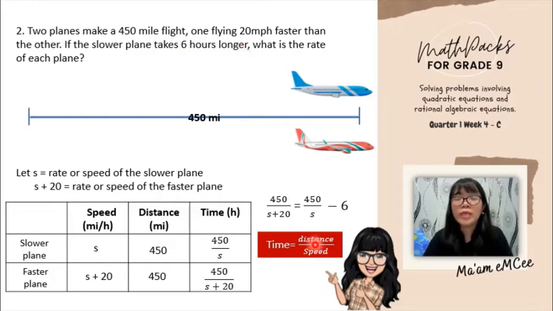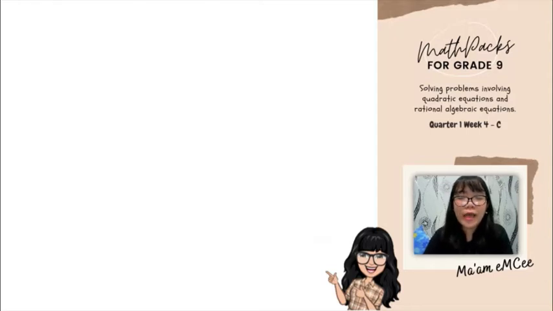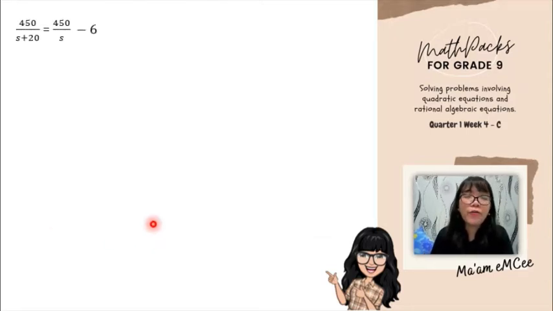That means to say, because the faster plane is faster, the time it takes to fly the distance of 450 miles is shorter. So that is why we need to subtract 6 from the time the slower plane traveled to get the time the faster plane traveled. So again, our working equation is 450 over s plus 20 equals 450 over s minus 6.